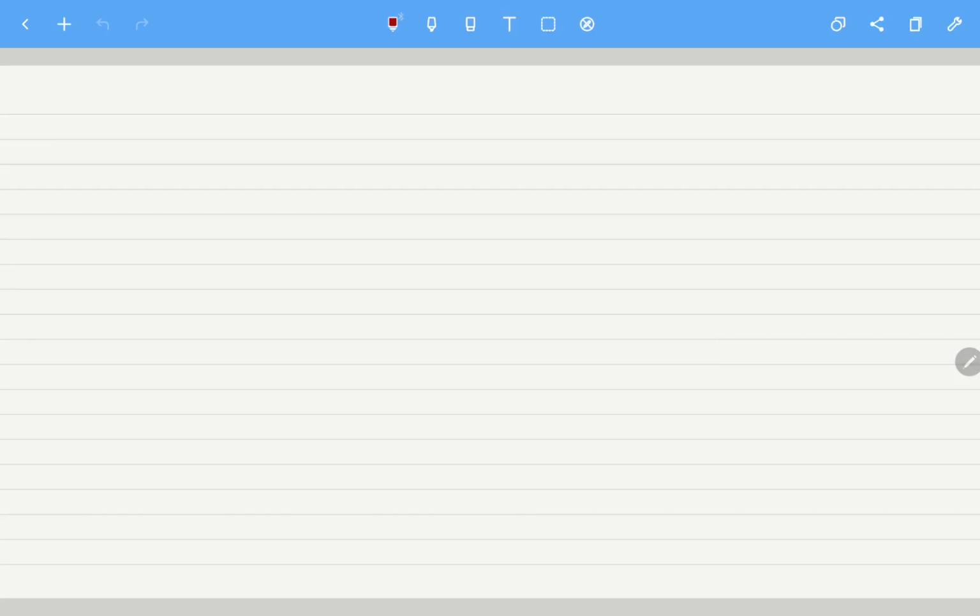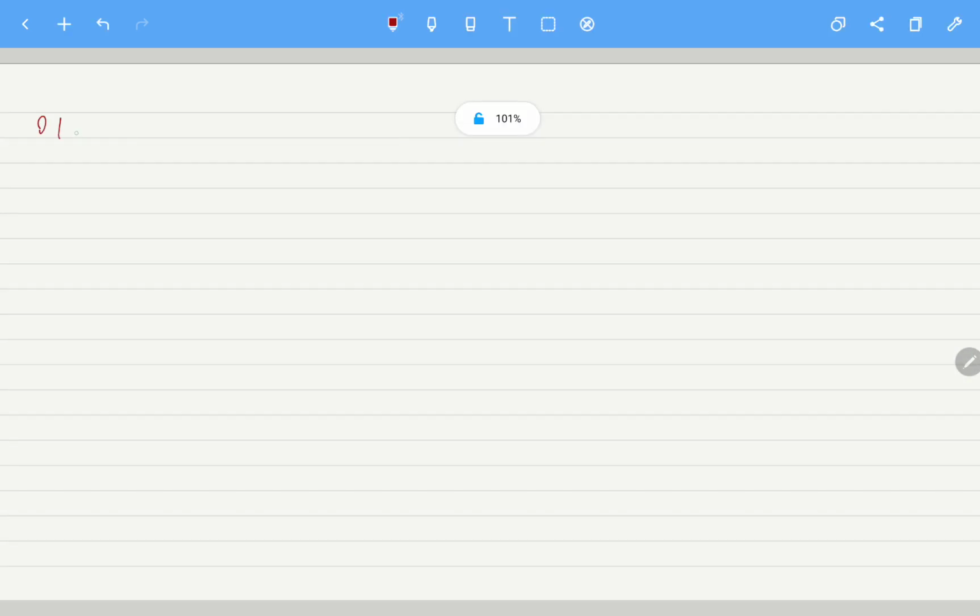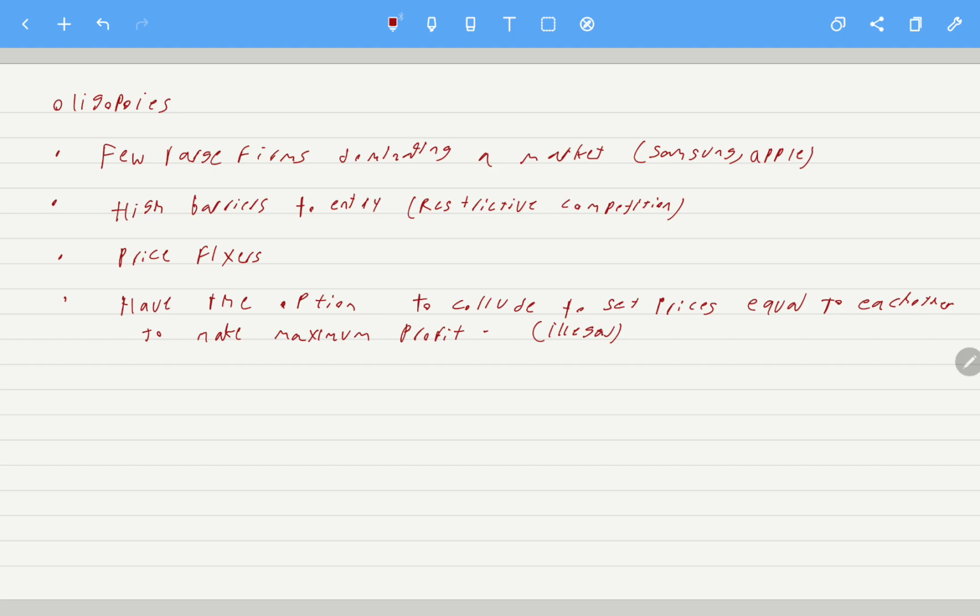All right, now we're going to skip to oligopolies. I'm going to note down the key characteristics right now. All right, here we come to oligopolies. Oligopolies are a few large firms dominating a market, like Samsung and Apple. They have high barriers to entry. They have restrictive competition because they don't want anybody interfering. They tend to be price fixers, meaning they fix their prices at something to prevent price wars.